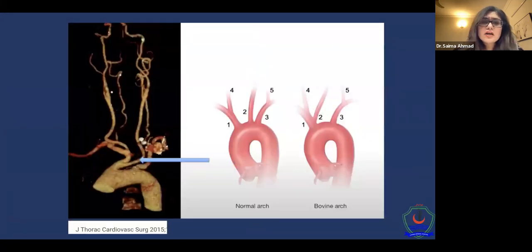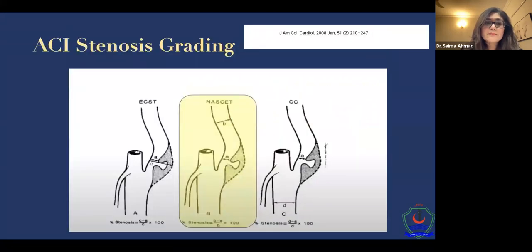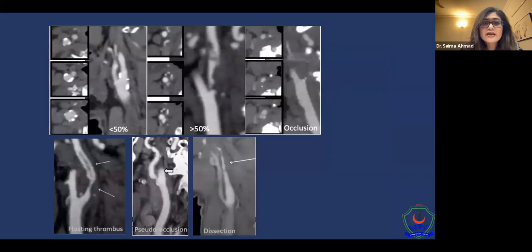Now, what else? When you do the CTA, the additional advantage of doing the CTA is that you can look into the arch. So this is a bovine type of arch. And when you have this kind of arch, then you can choose your devices, you can choose your type of catheters, and you can save your time, which is very important in stroke therapy. And then, of course, you can diagnose the stenosis and also do the grading. These are additional advantages of doing the CTA.